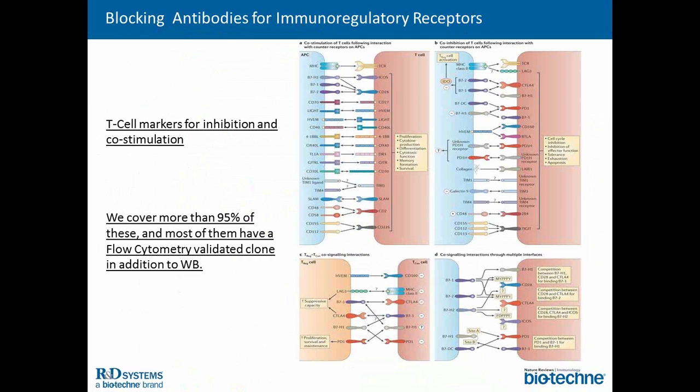Let me switch gears one more time. I wanted to spend some time on a different application that we are very invested in, which is blocking and neutralization. So I want to give you a couple of examples of how we're testing that, and I want to focus on a specific topic, which is immunoregulatory receptors, which are known to be T-cell markers for inhibition and co-stimulation.